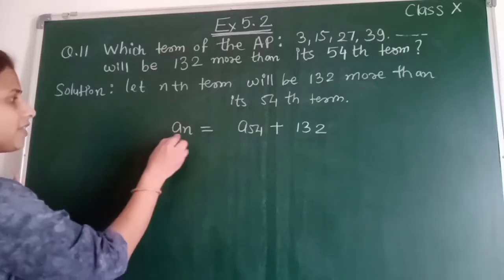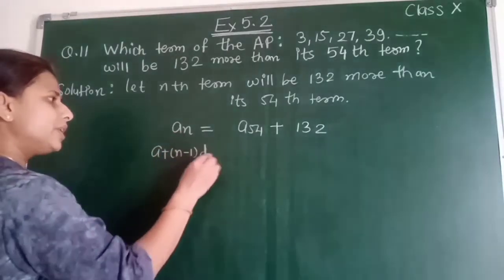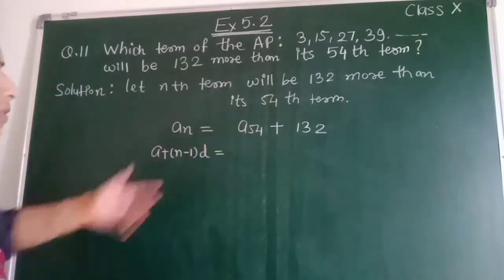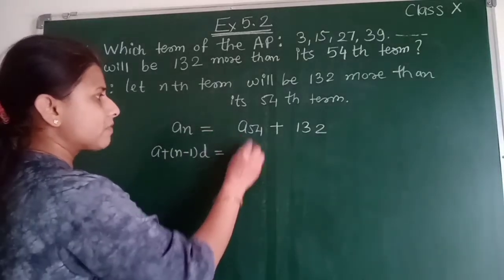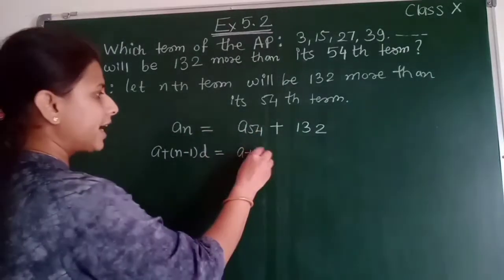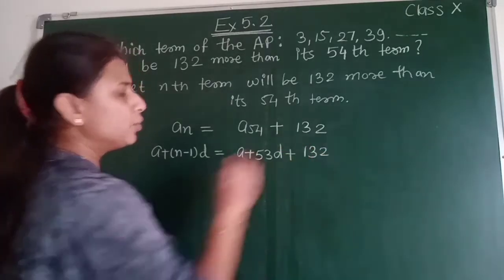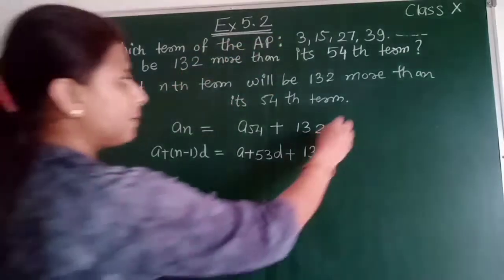Okay student, now we will substitute. What is the formula of this an? A plus n minus 1 into d, which is equal to a54. What will be your a54? 54th term means a plus 54 minus 1, we will get 53d plus 132. Now we will find a and d from this AP.